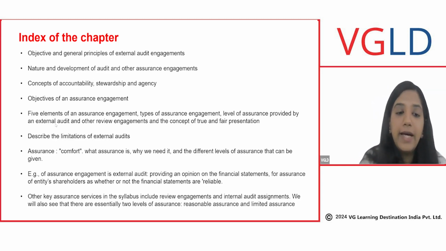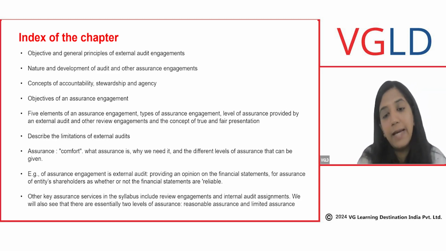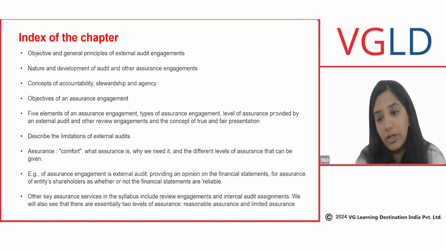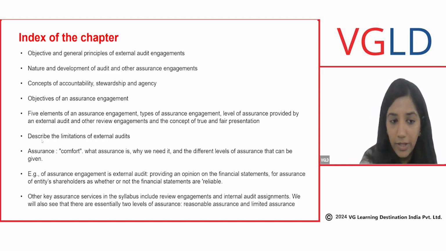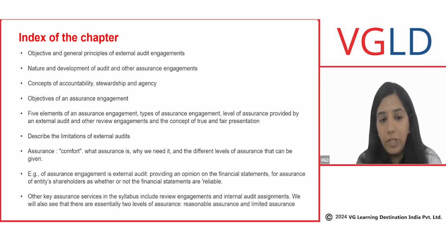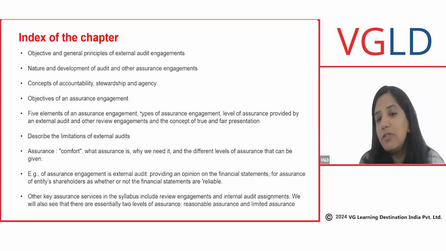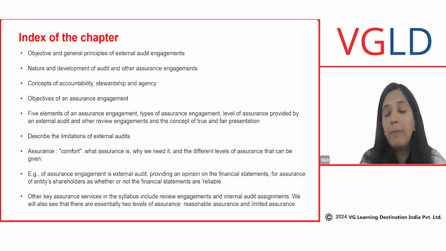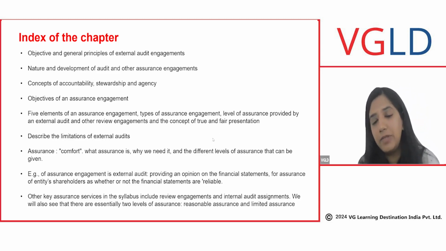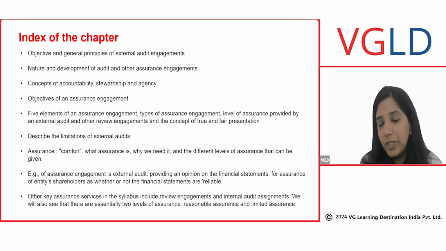Then the five elements of assurance engagement, the types of assurance engagements, and the level of assurance provided by an external auditor. Every point has its own different meaning. In this particular session, I'll teach you the five elements of assurance engagement and the types of assurance engagements that are in place. It's not just one; assurance engagement is a ballpark term. There are different types of engagements happening in the market that you do as a professional, so we'll get into that also.